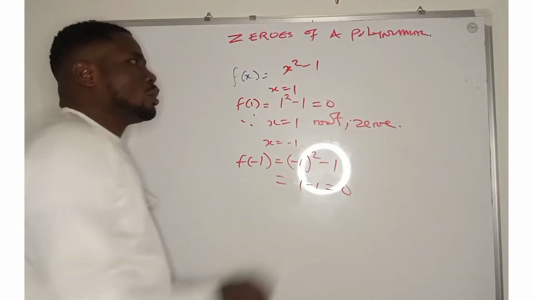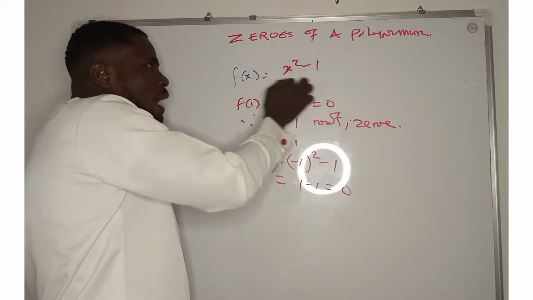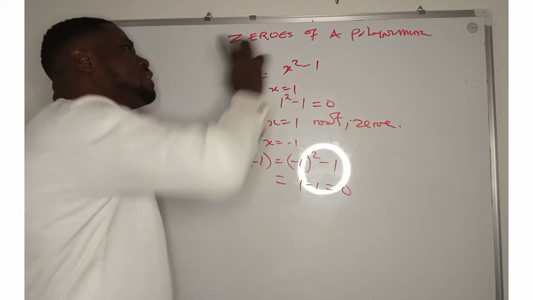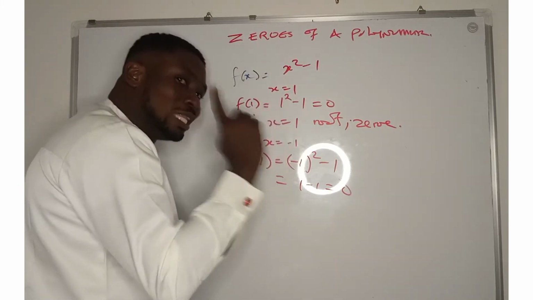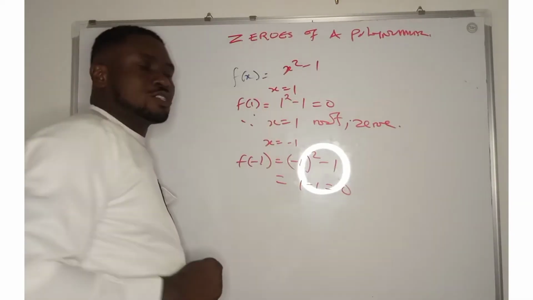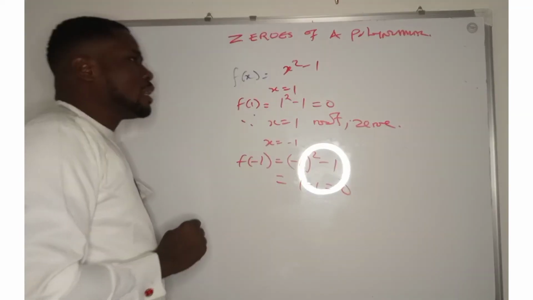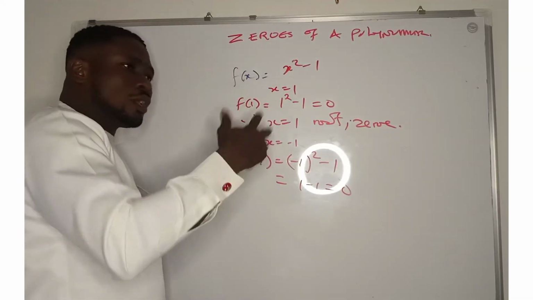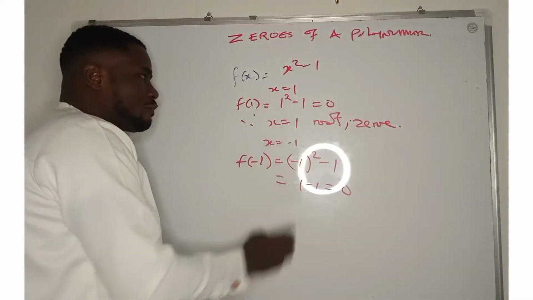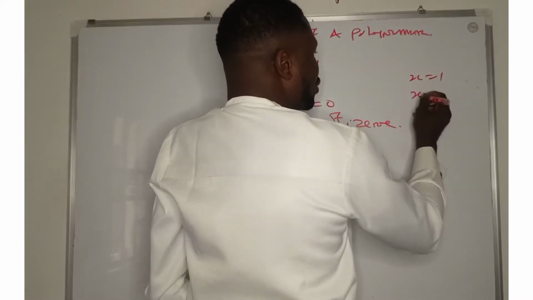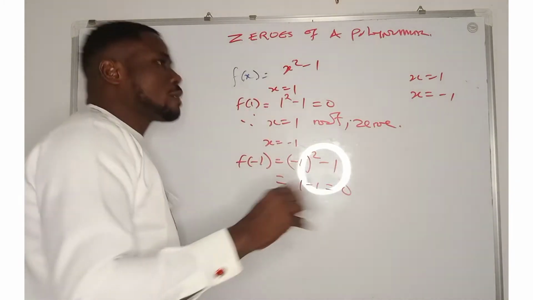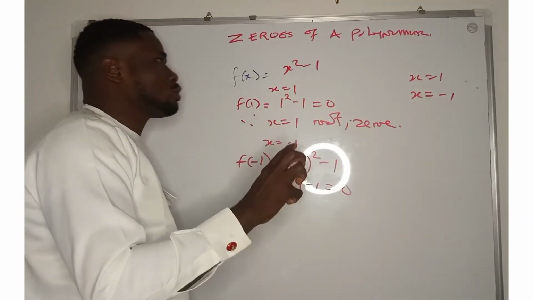I want again to remind you that because this polynomial has power 2, if this expression is factorizable into linear factors, it means the roots must be 2, because the power here is 2. If the power here was 3, and all the factors are linear, we equally would expect 3 roots. But in this case, we have x equal to 1 and x equal to minus 1. These are the two numbers that represent the zeros or the roots of this equation.